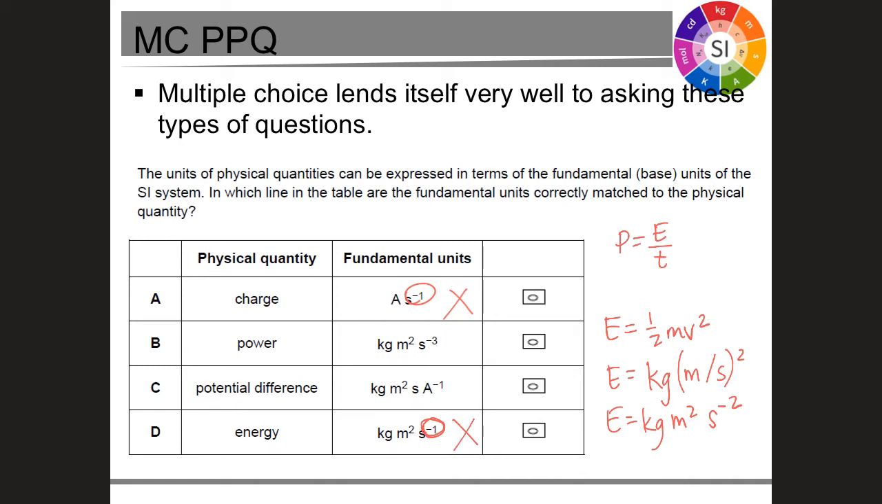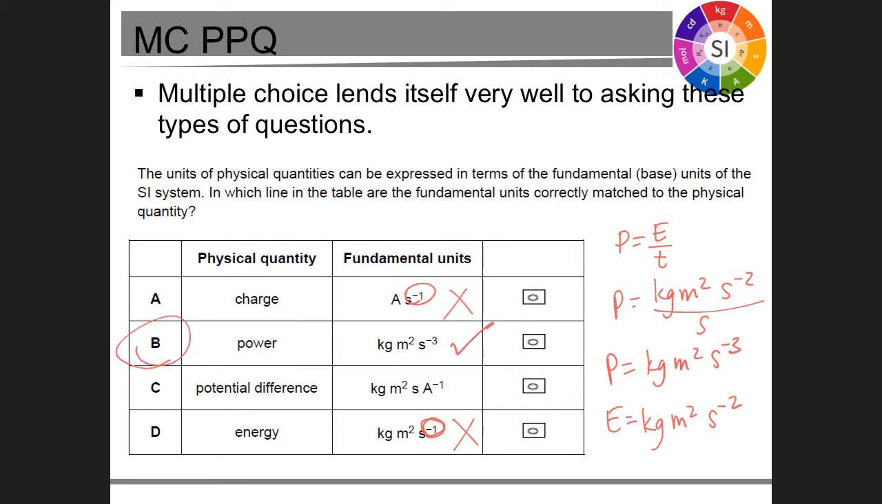But now we can actually use that inside our expression for power. And so power is a kilogram meters squared per second squared all over a second, or a kilogram meters squared per second cubed, which is good. So our answer is B.